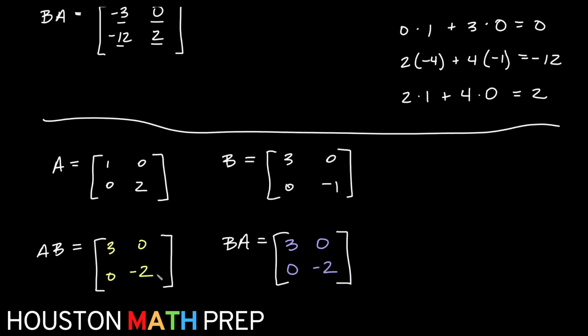So it is possible that you can get the same product doing it in either order. It just most of the time it doesn't happen. So it's not impossible, but just remember that most of the time those matrices will not commute when it comes to matrix multiplication.